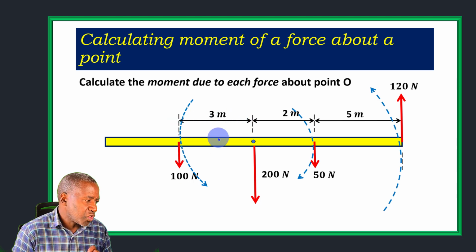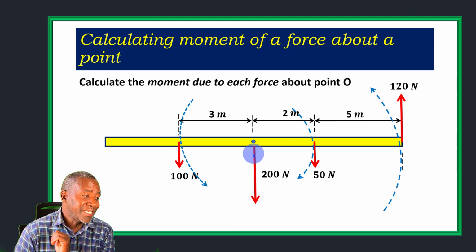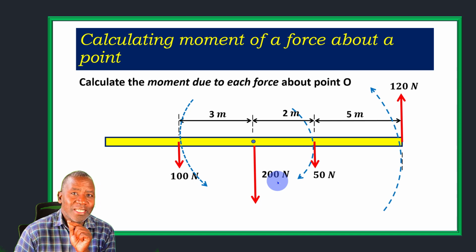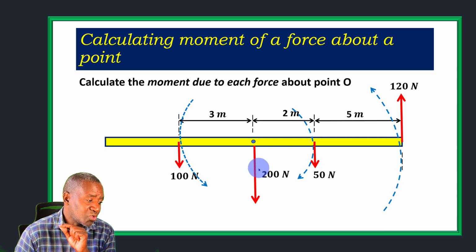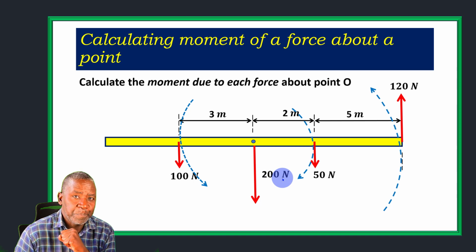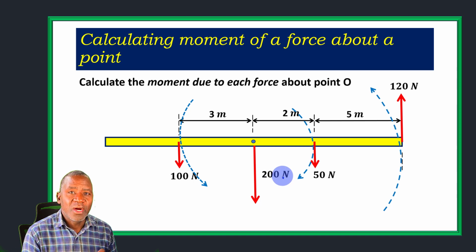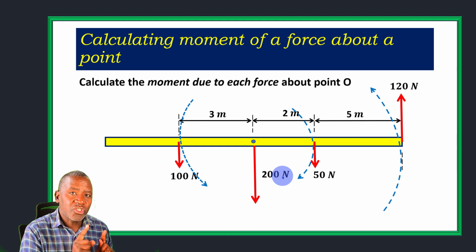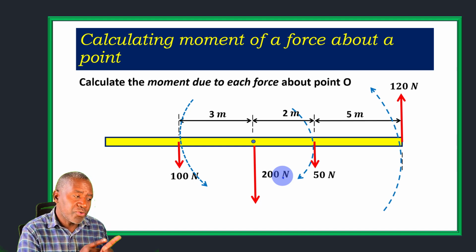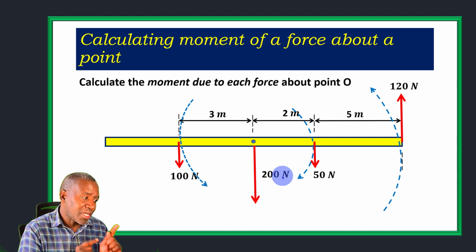If I move this force over here, the distance will be about 1.5. If I move it over here, the distance will be 0.5. If I move it exactly to the turning point, the distance will be 0. So the distance from the turning point to the line of action of the 200 Newton force is 0, and that makes the moment due to the 200 Newton force 0. That concept is so important. Always check, does the line of action pass through the turning point? If it does, then the moment due to that force about that point will be 0.